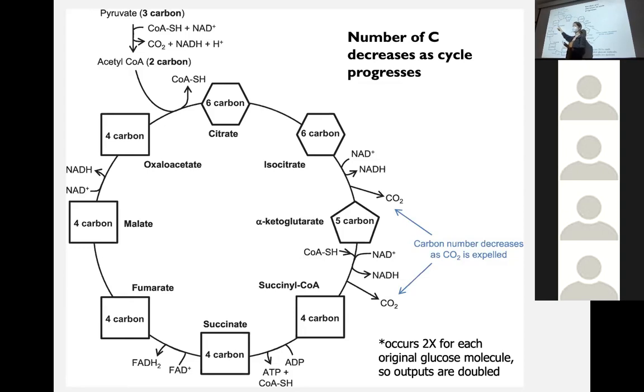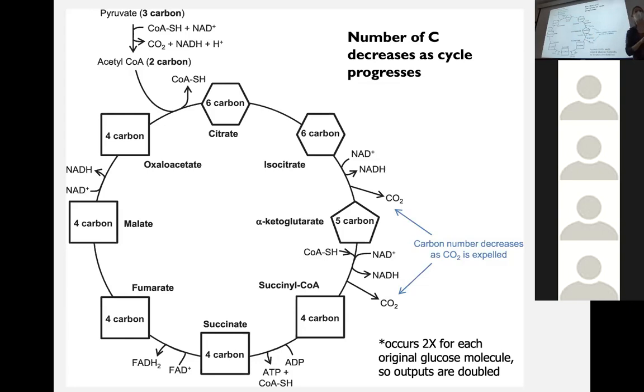That's really critical. Otherwise, if you don't lose these CO2s, you're constantly adding more and more carbons to this cycle, and it would basically break down. Because you always have 2 new carbons coming in with every cycle in acetyl-CoA. And again, this occurs 2 times. So we know the cycle occurs twice for every glucose molecule. Does that make sense? Okay.